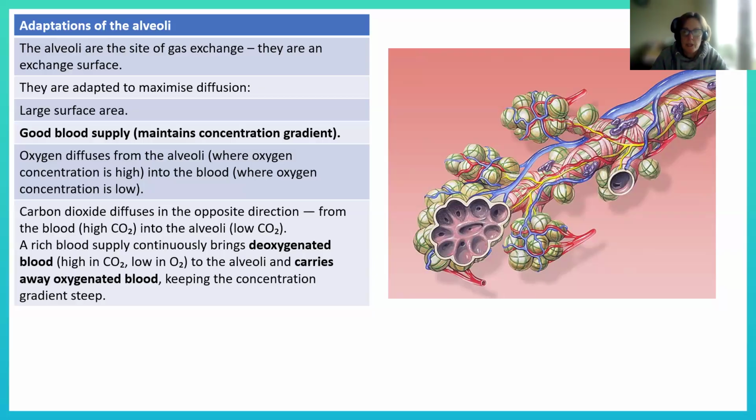And this rich blood supply is constantly bringing in deoxygenated blood. It's maintaining that concentration gradient where it's low in oxygen, but high in CO2.